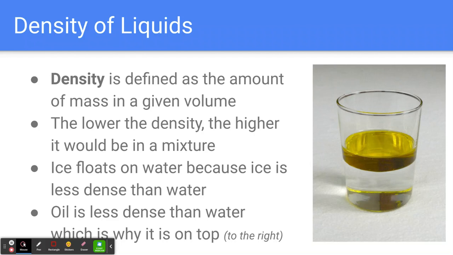Another prime example of density of liquids would be oil and water. Oil is less dense than water, and so that's why it's going to be on the top of the mixture. So you can always just remember lower density, higher in the liquid. They're kind of opposites of each other.